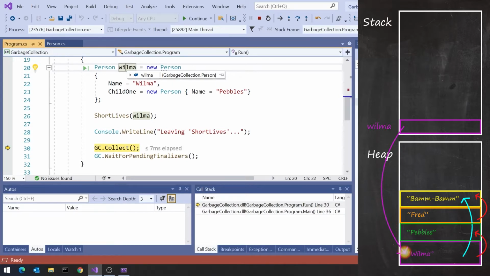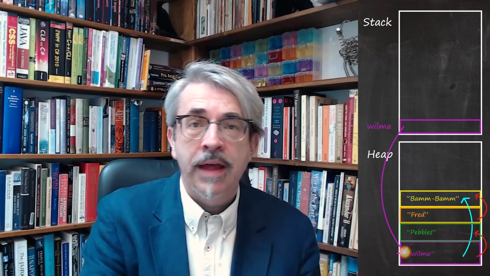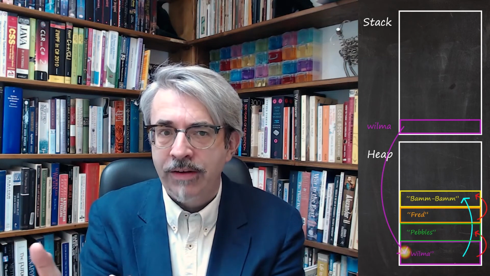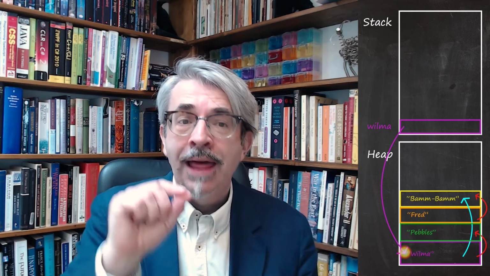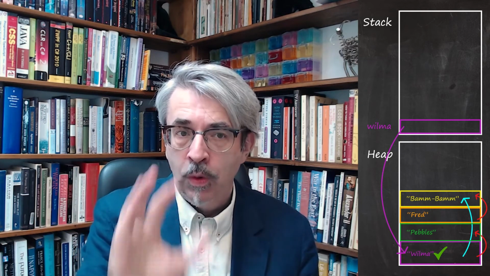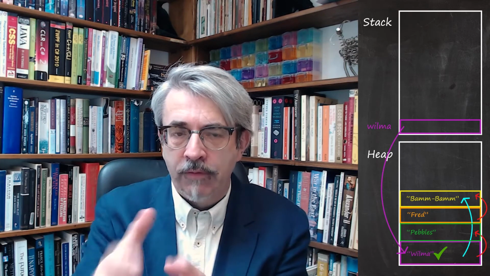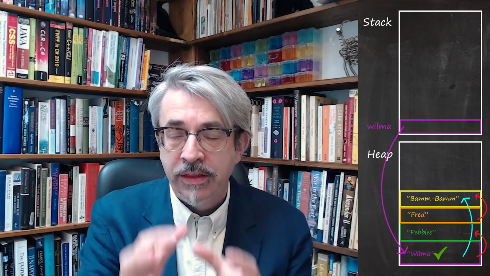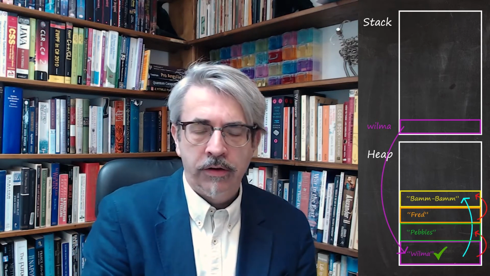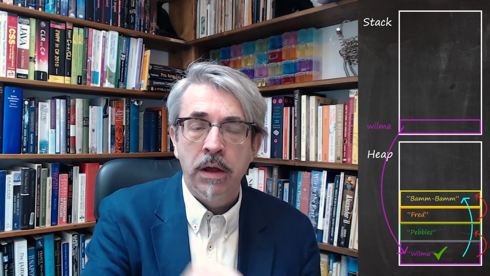And then once it's reached the object Wilma on the heap, it's determined that that object is what is known as reachable. That's to say there is a path from the stack or from a static variable to Wilma, and therefore it marks Wilma as reachable, effectively gives it a tick to say this thing should not be garbage collected. Having done that, it then goes to Wilma's children.